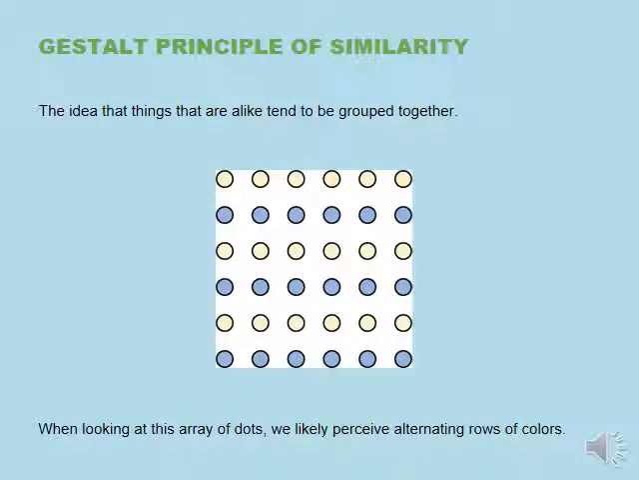So now, the Gestalt principle of similarity, the idea that things that are alike tend to be grouped together. We have those that are in the cream-colored row, then you have some in the blue. When looking at this array of dots, we likely perceive alternative rows of color.